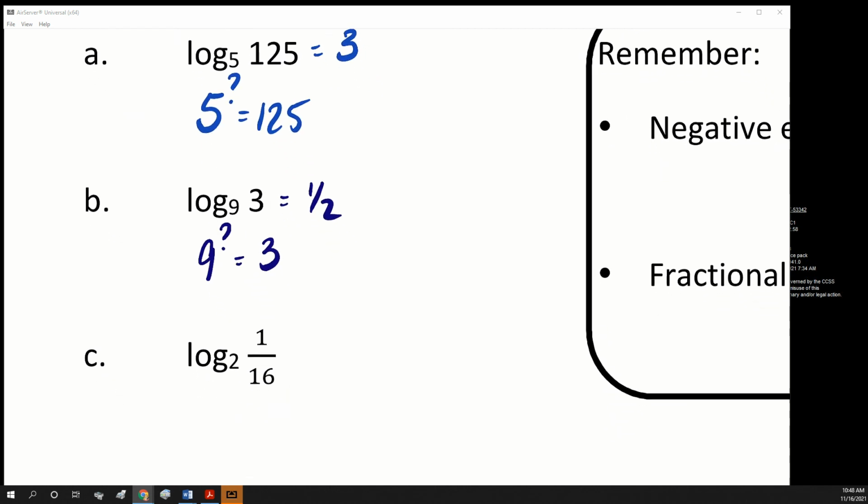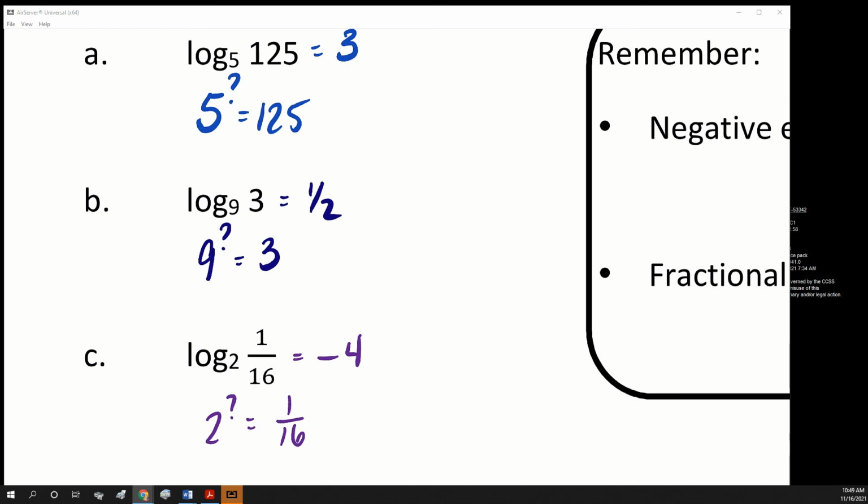All right, C is a little tricky also. So we have to ask ourselves, 2 to what power gives you 1/16? It's not -3, but it is negative. 2 to the third is 8. So it should be -4. So it's negative, so it changes it to a fraction. So it does the reciprocal, and 2 to the 4th power is 16. So 2 to the -4 is 16 in the denominator. All right, any questions on that?